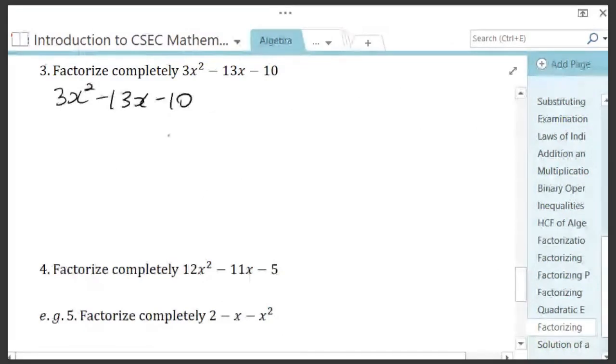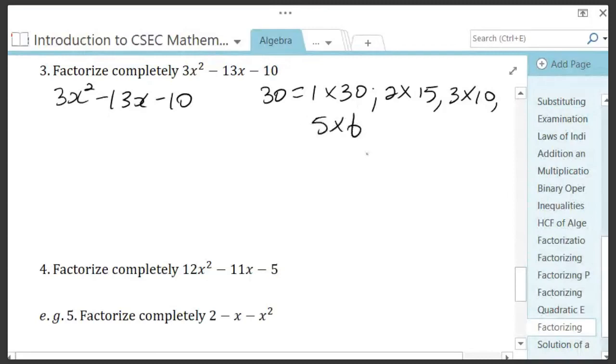Okay, so I'm going to start to factorize here. 3 multiplied by minus 10 is minus 30. So I'm going to write the positive value here. 30 is the same as 1 by 30, 2 by 15, 3 by 10. We have no value of 4, so we'll go with 5 by 6.